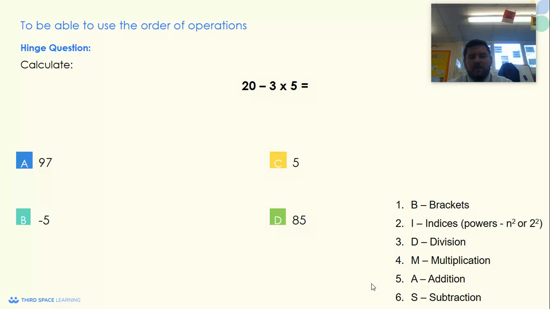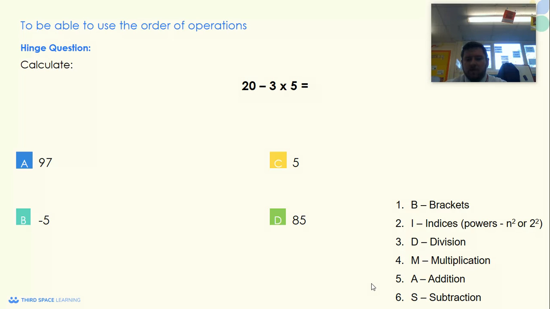So here we have a calculation. It says 20 subtract 3 times 5. In the bottom right-hand corner, you can see that BIDMAS is written out. Look at the BIDMAS. Which letter comes first, or which word comes first, that matches those operations? We have a multiplication and a subtraction. In BIDMAS, multiplication comes first, so we multiply before we subtract. So first of all, we would do 3 times 5. 3 times 5 is 15. Then we would do our subtraction, 20 minus 15, which would leave us with 5.